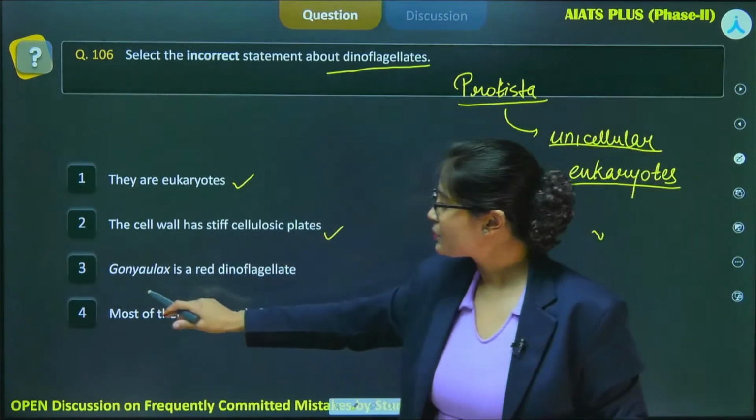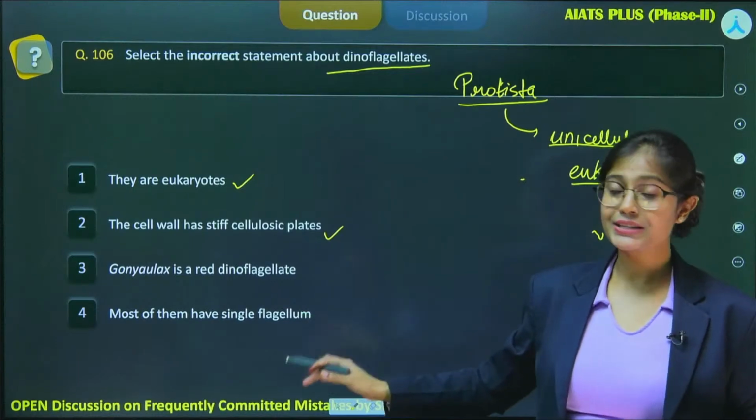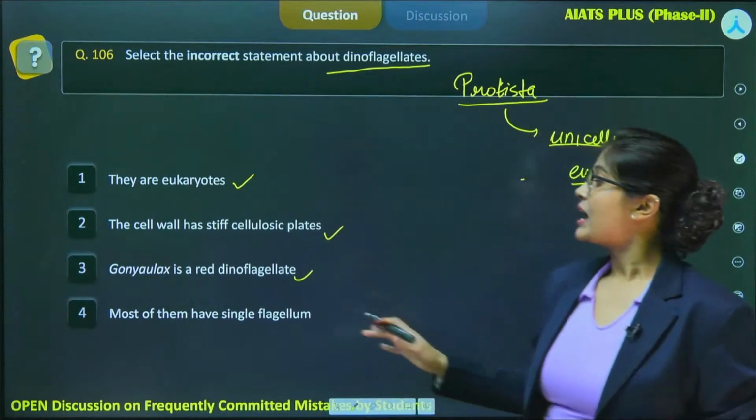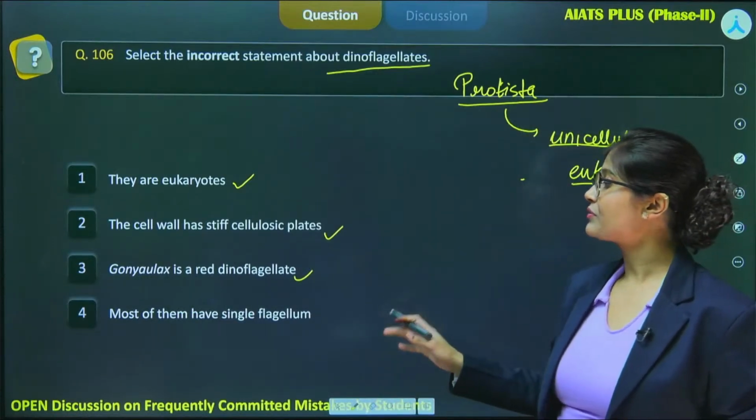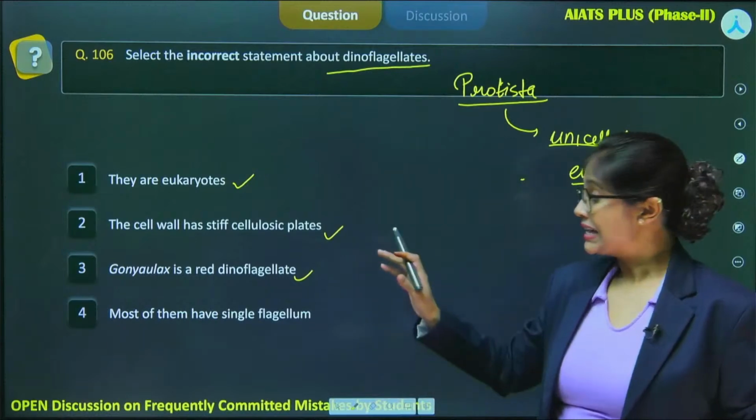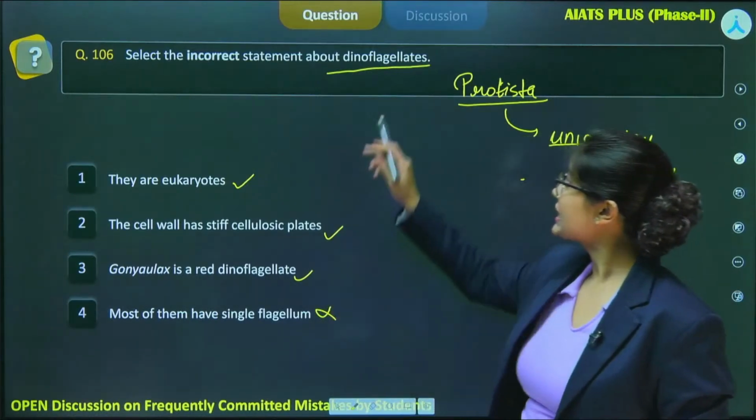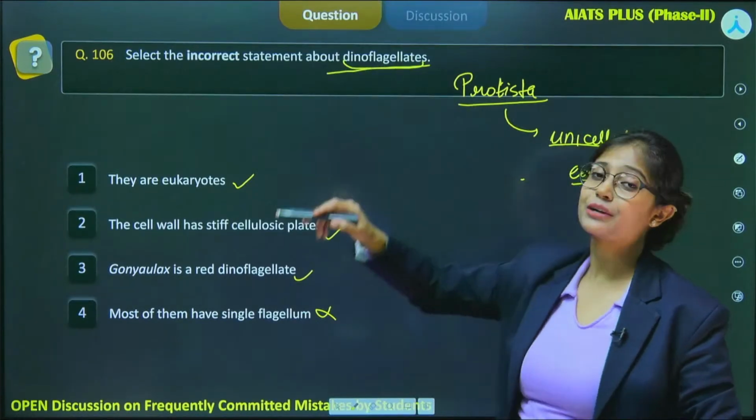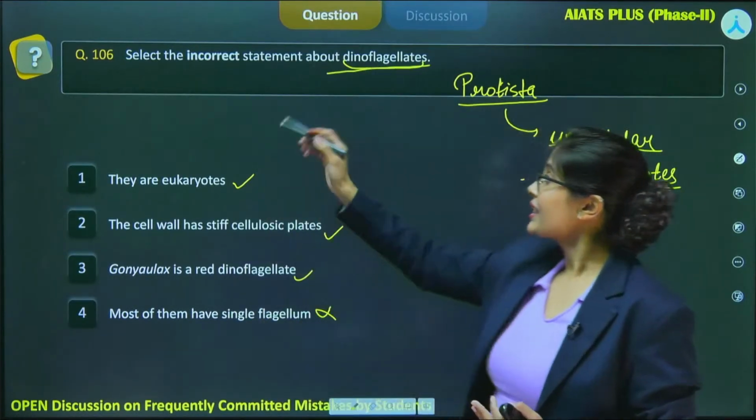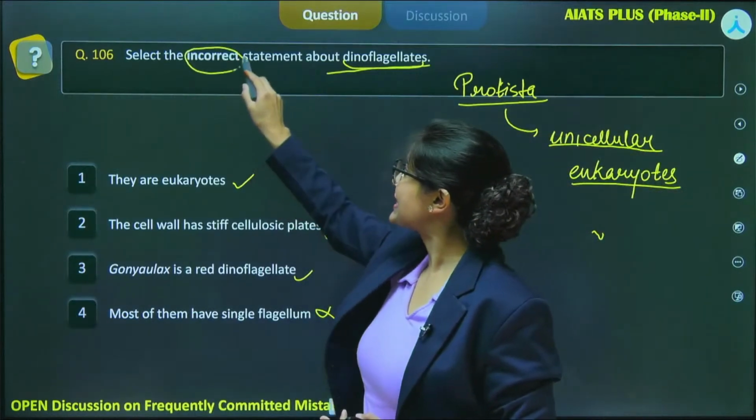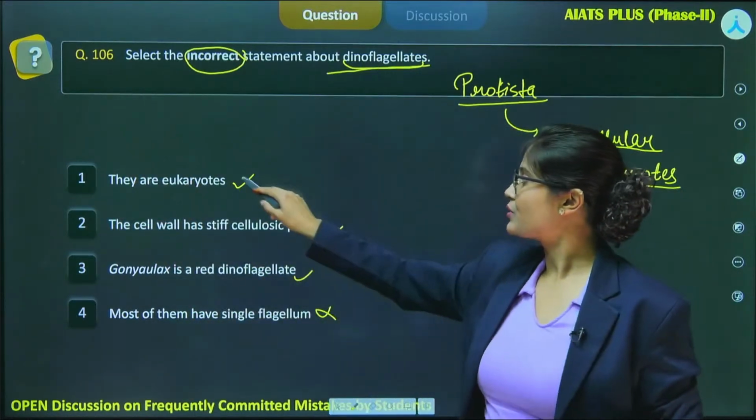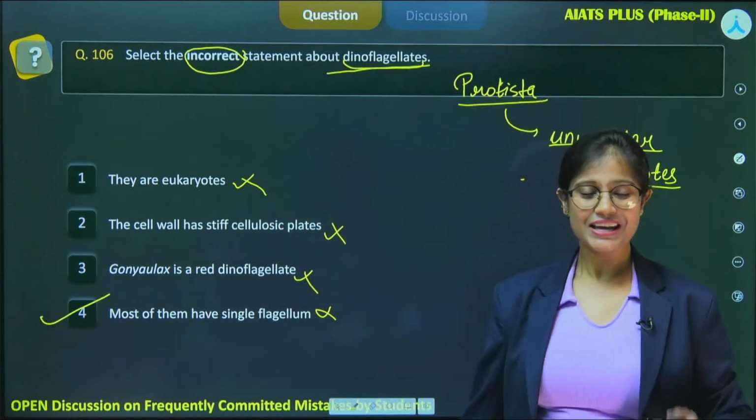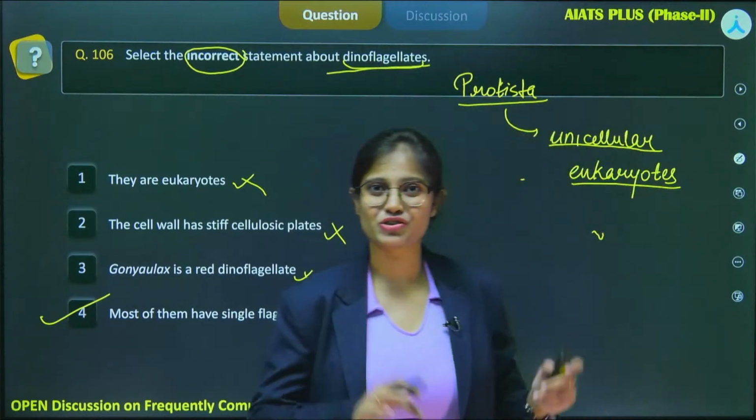Now, if we talk about the third option, which says Gonyaulax is a red dinoflagellate. Yes, it is also true due to the presence of red pigments in them. Now, the fourth option says most of them have a single flagellum. This feature is incorrect for dinoflagellates, as in the name itself, dino is present. That means two flagella. And the question is asking about the incorrect statement. So, I can rule out these three options and hit the correct answer, that is option 4. This is how we proceed with the question.